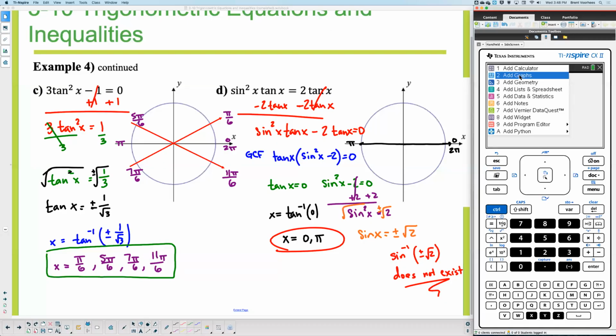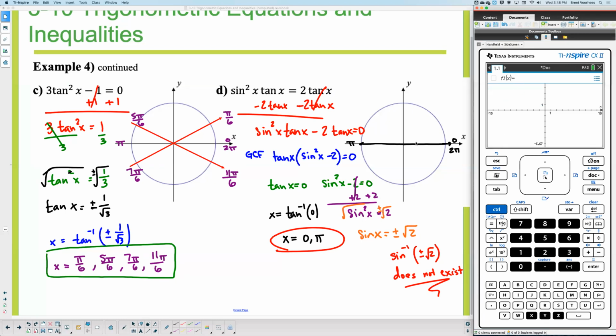So I'm going over to graph here, and I'm going to graph my sine squared. Sine squared is a little tricky. I don't know if I've shown you this in the calculator. You have to put the square on the outside of the parentheses like that. So it's going to be sine squared times tangent of x. That's one equation. And then I'm going to set that equal to 2 tangent x. Press enter.